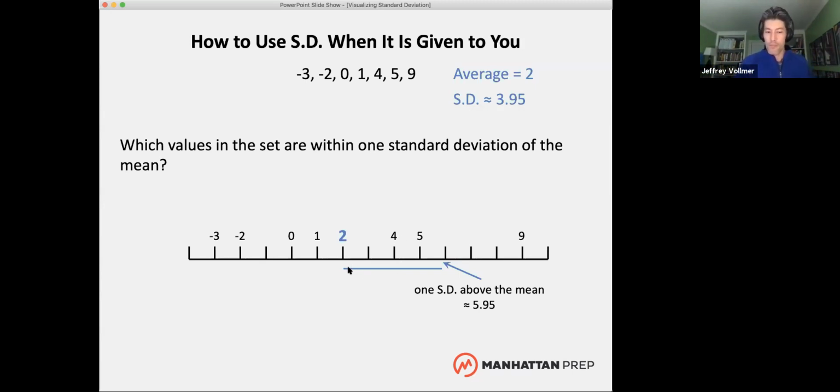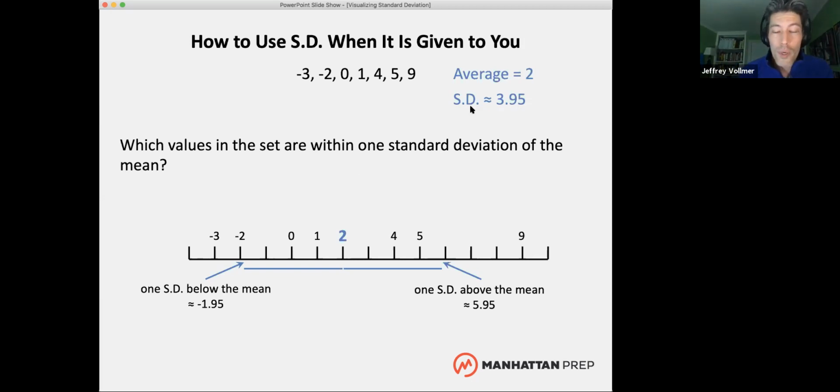Yes, we pass 4 on the way to 5.95, which is the furthest we can reach to the positive end on the number line in 1 standard deviation. But I also want to check how far I can reach to the left. I realize I'm looking at you, so when I'm doing this, I am pointing negative, and this way is the positive. But I want to make sure I'm looking at both directions in the number line.